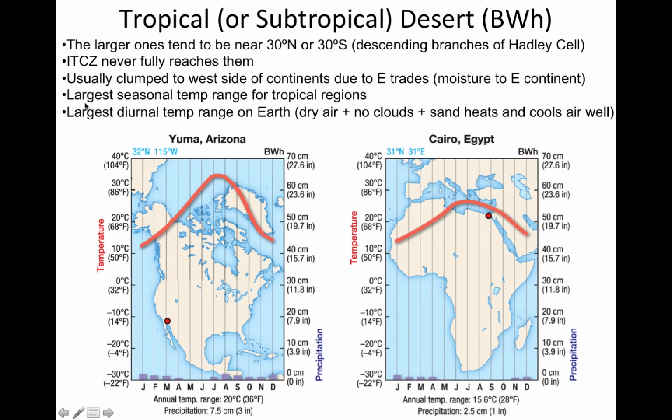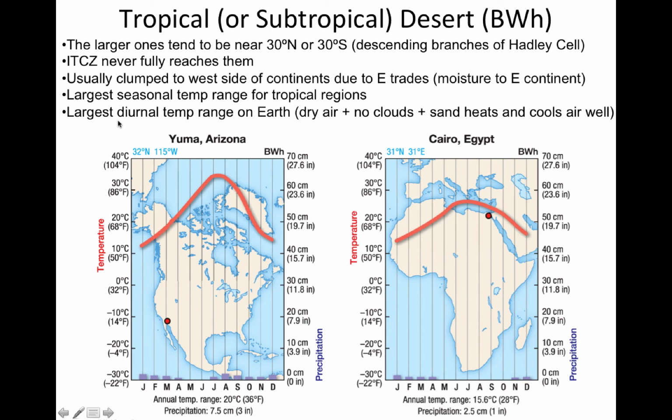For the tropical regions, this has the largest seasonal temperature range. There are two real reasons. First of all, the latitude is the highest out of the zones we looked at. Both these zones, Yuma and Cairo, are at 31 and 32 degrees north, so that's certainly part of it. And also, they're subtropical deserts, far from the ocean in general, and so they're continental, which is going to have a larger seasonal temperature range.